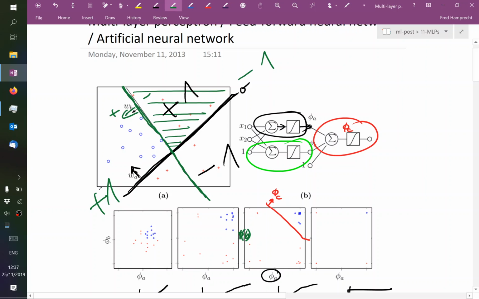Points here, they are above the black perceptron, they get a +1, but if I consider the normal vector of the green perceptron here, they are on the other side of the green perceptron, so they get a -1. So they are mapped to +1, -1, which is this coordinate. And lastly, points down there get mapped to -1, +1. So they get mapped here.